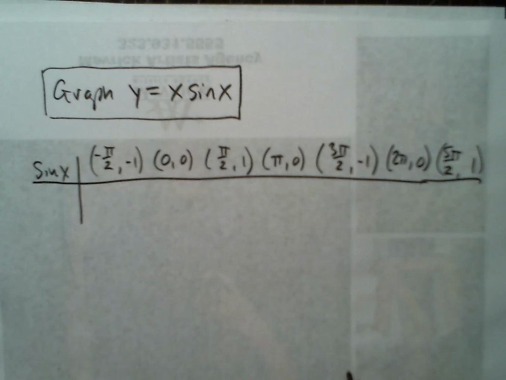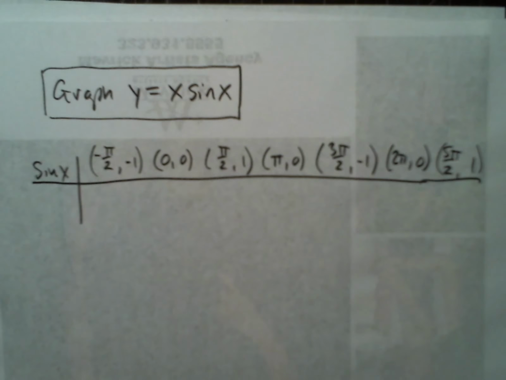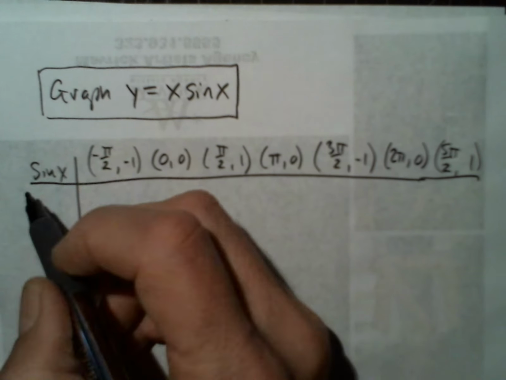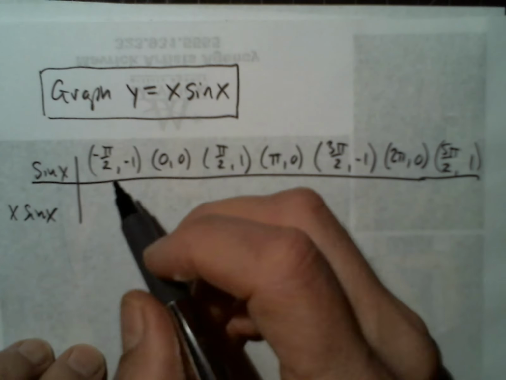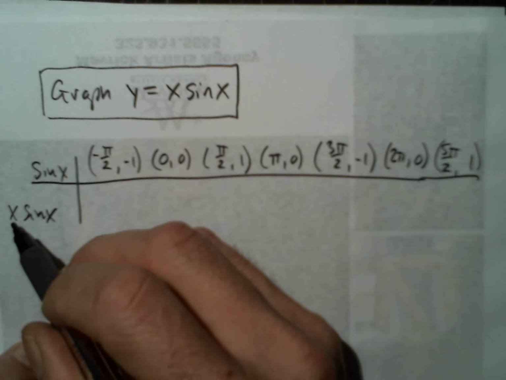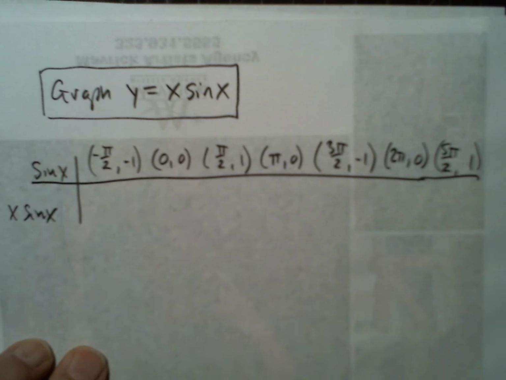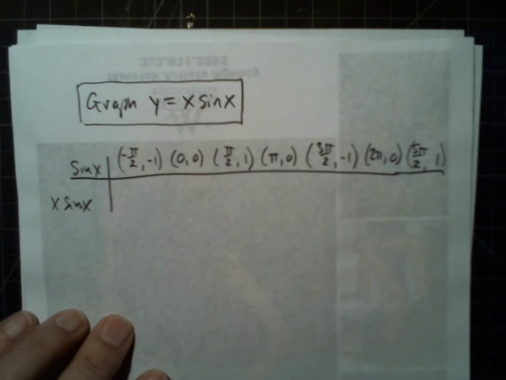So these are the points from the parent function for sine, and then we will just modify the y value, multiply the y value by the x value. Alright, so that is an outside change. It's a vertical dilation. We're going to multiply the y values by the x value.